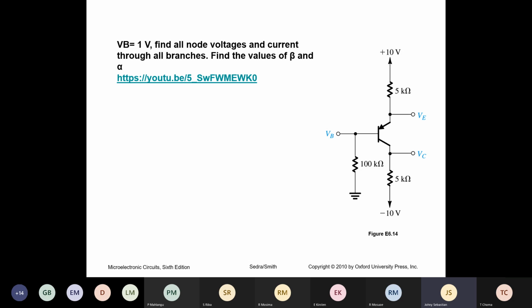Can you see the voltage at the base is 1 volt? Yes. So what will be the voltage at the emitter? I think we'll add 0.7 to it. Yes, add it.